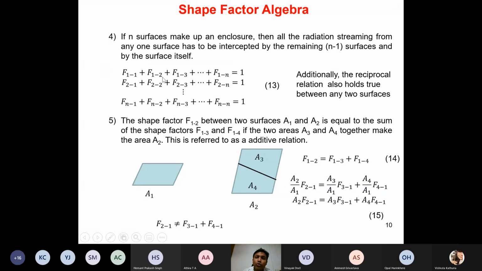the summation of that is equal to 1. So F11, F12, F13, up to F1n, these are nothing but the shape factor of surface 1 with respect to itself, with respect to the second surface, with respect to the third surface, and that goes all the way to the nth surface, and that summation is equal to 1. In a similar manner, we can write down the same equation for surface 2. So that becomes F21 plus F22 plus F23, and that summation goes all the way to F2n, and that is also equal to 1. So for all n surfaces, we can write down this expression. Is it all right?